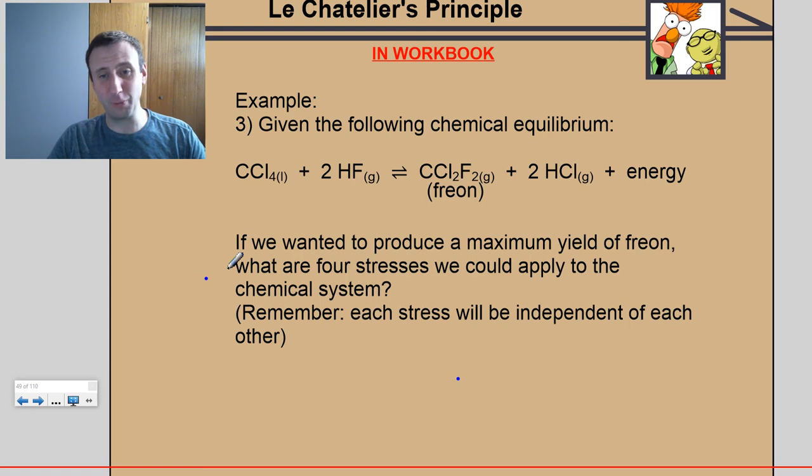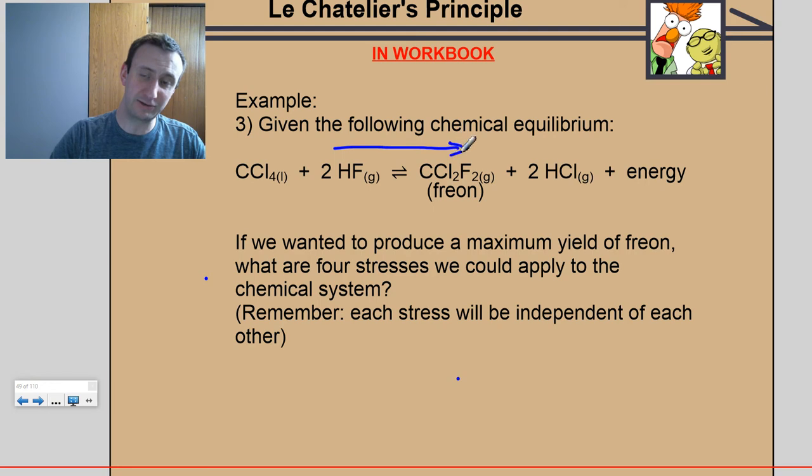All right, so if we want to increase the maximum yield of Freon, I want to make as much as possible of this. What are 4 stresses that we could apply to the chemical system to make that happen? So first thing to figure out is, what do I want for a shift? Well, I want there to be a right shift in order to make more Freon. I want to shift towards the products. So now what stresses will accomplish that for me?